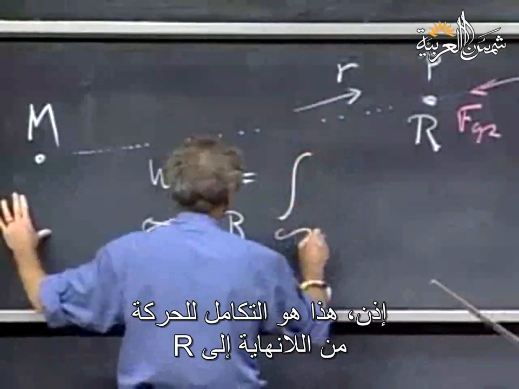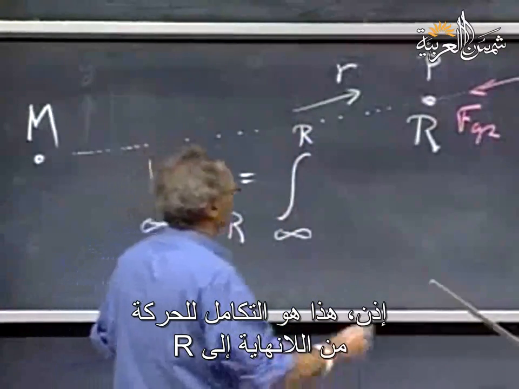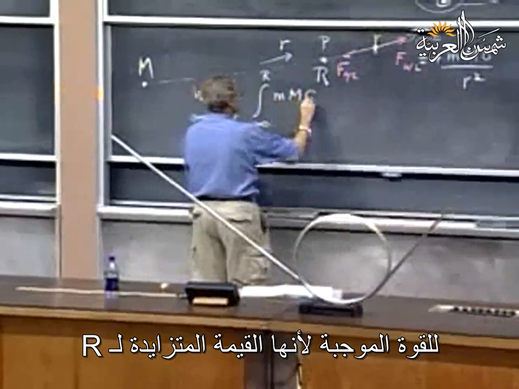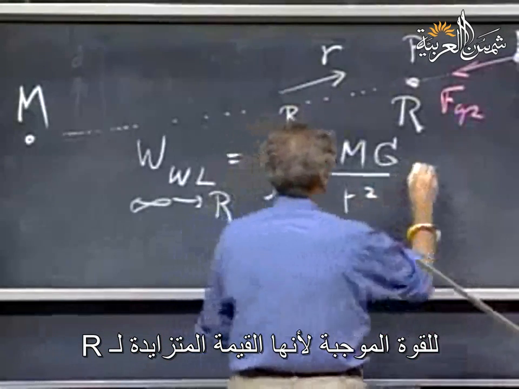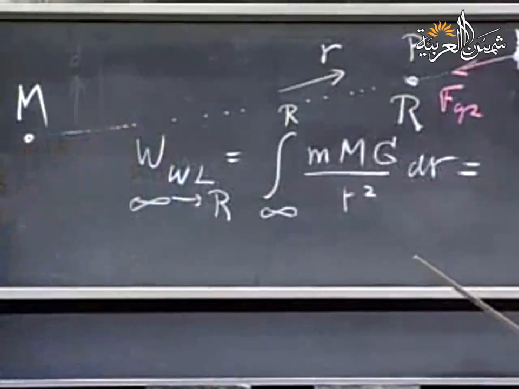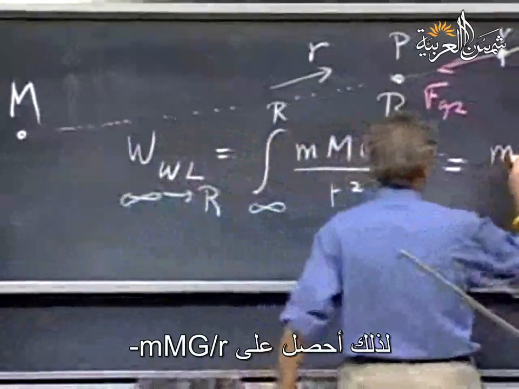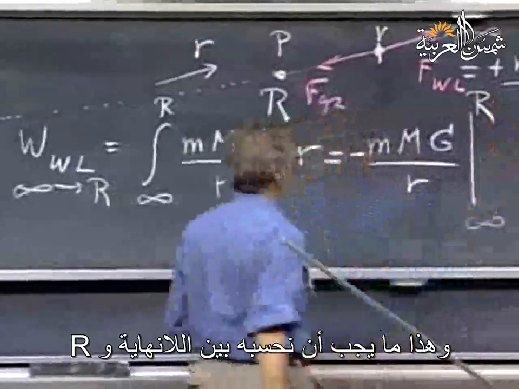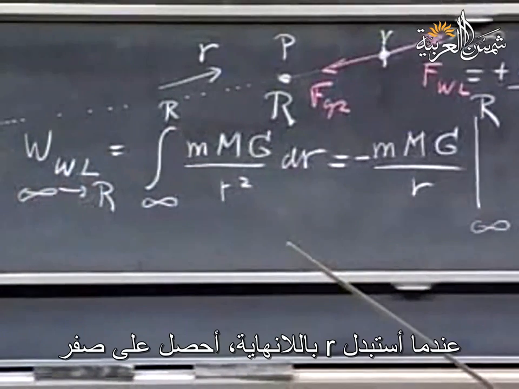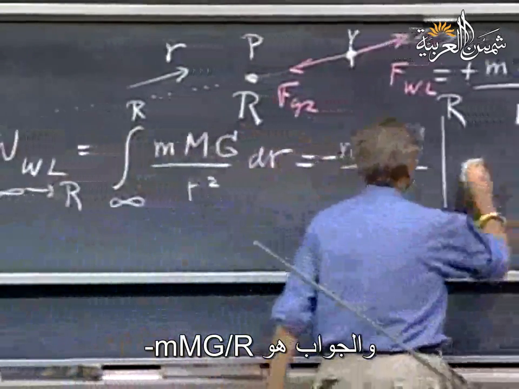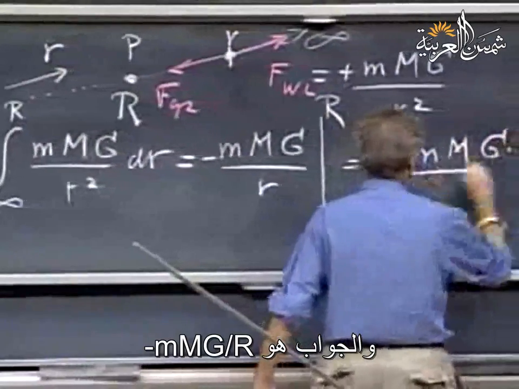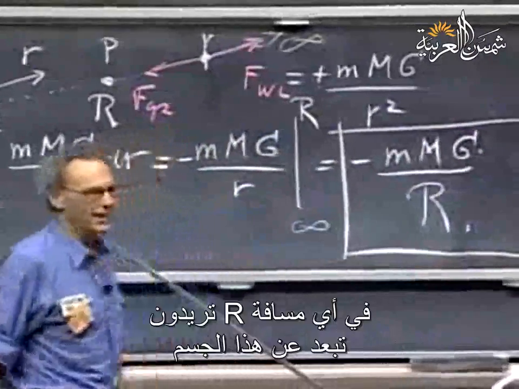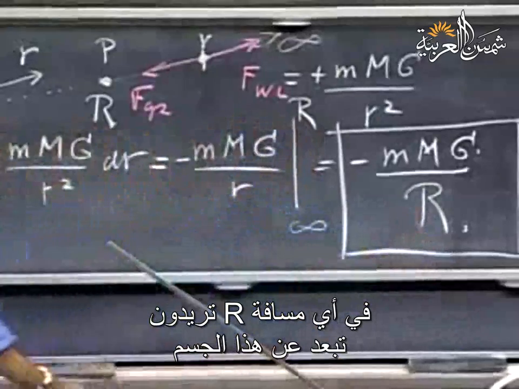So that is the integral going from infinity to R of my force, which is plus, because it's an increasing value of R, mMg divided by R squared, dr. That's a very easy integral. This is minus 1 over R, so I get mMg over R with a minus sign, and that has to be evaluated between infinity and capital R. When I substitute for R infinity, I get a 0, and so the answer is minus mMg over capital R. And this is the gravitational potential energy at any distance, capital R, that you please, away from this object.